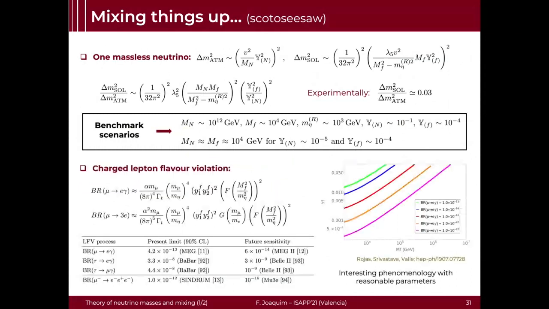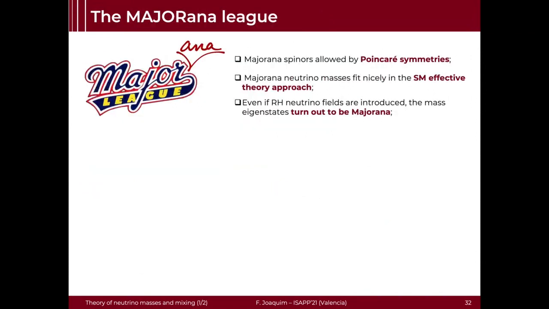So you can do some benchmark scenarios. You can also study lepton flavor violation here. I will not go into too much detail in this thing. So up to now, I have discussed only neutrino mass mechanisms where at the end neutrinos are Majorana.